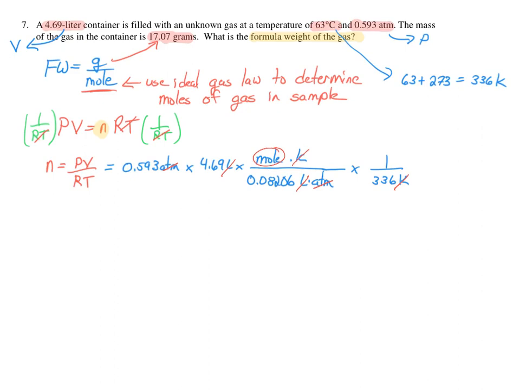We can get a numerical value for the number of moles of gas. We do our math to get the value of moles of gas. We carry a couple extra sig figs because we'd never round until the end.